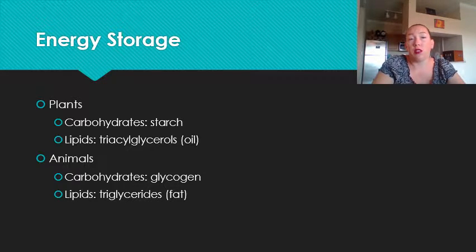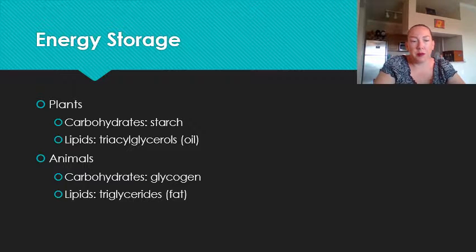They also store energy in lipids, just like animals do, but in plants it's liquid droplets, it's oil, and the molecule for that is something called triacylglycerols, versus animals, which is a little bit different. And these oils are usually stored in propagules or seeds or nuts, so olive oil, peanut oil, these things.